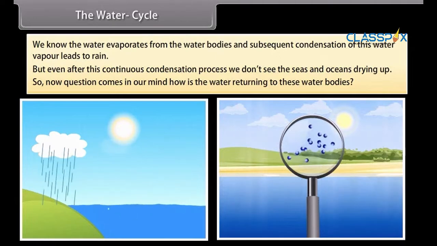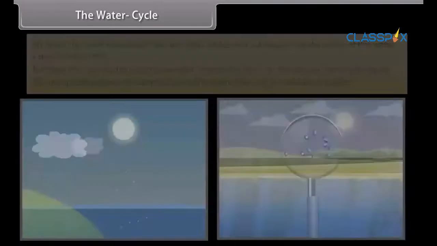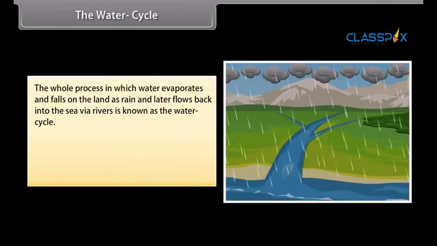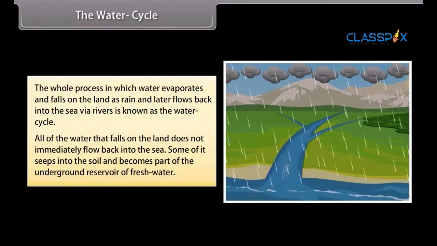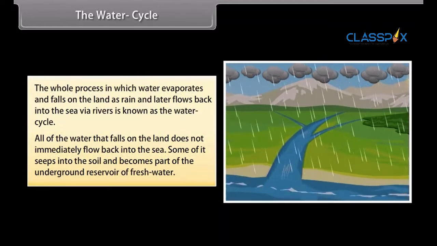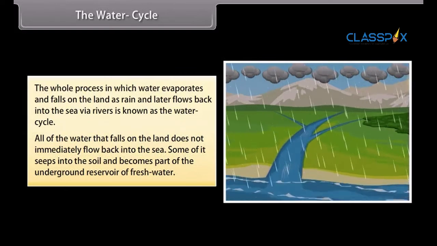The answer to the above question is that the whole process in which water evaporates and falls on the land as rain and later flows back into the sea via rivers is known as the water cycle. All of the water that falls on the land does not immediately flow back into the sea. Some of it seeps into the soil and becomes part of the underground reservoir of fresh water.